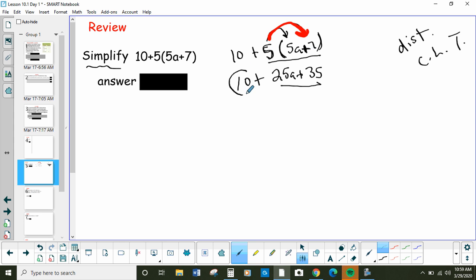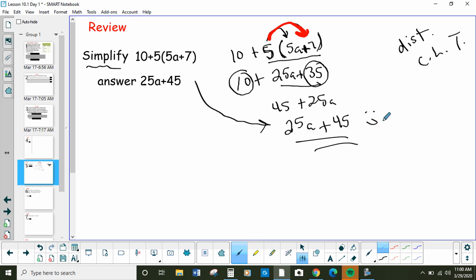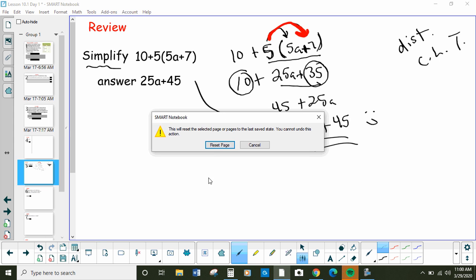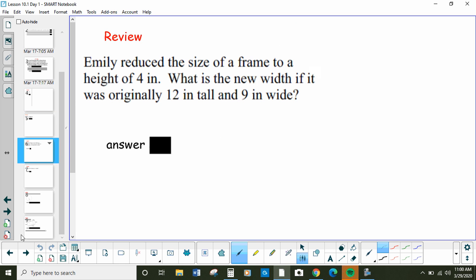So if I add my two constants together, right? What's a constant again? Right, a number, no letter next to it. I get 45. So I could have 45 plus 25a. Or if I wanted to put that in descending order, that means put my letters first and my constant second. I get 25a plus 45, and that is our simplified expression. These guys are the same thing, but now it's simplified. If you guys got that correct, let's move on. If not, please do it again until you get it right. Next problem. Pause the video now. Try this.